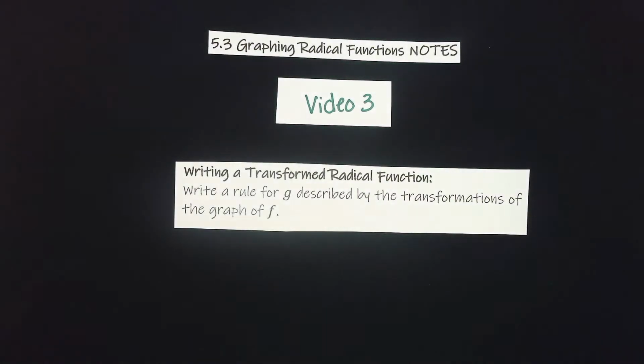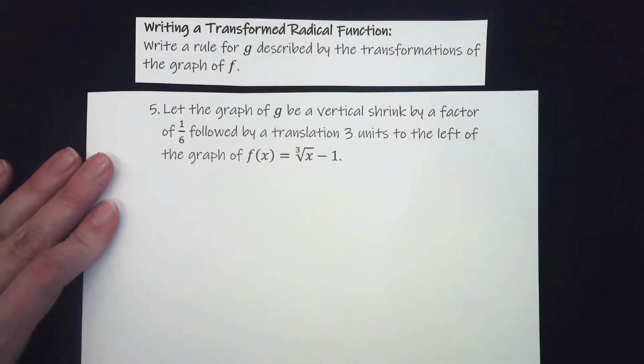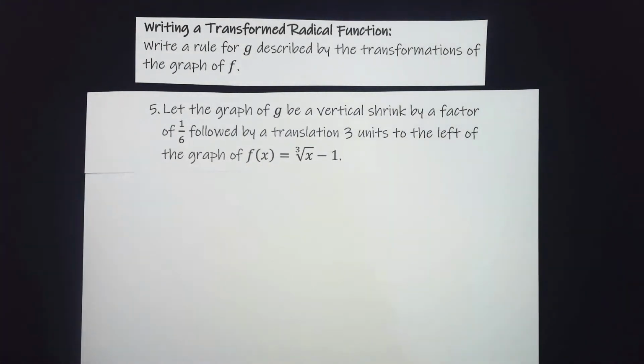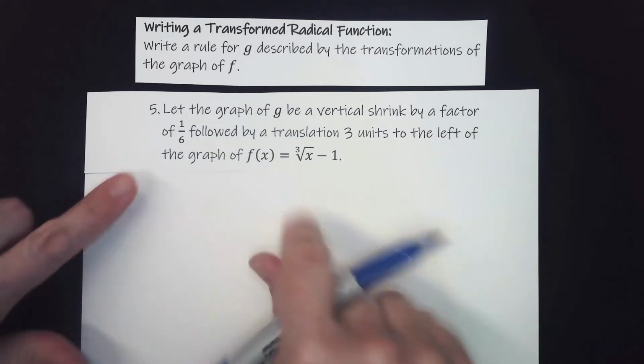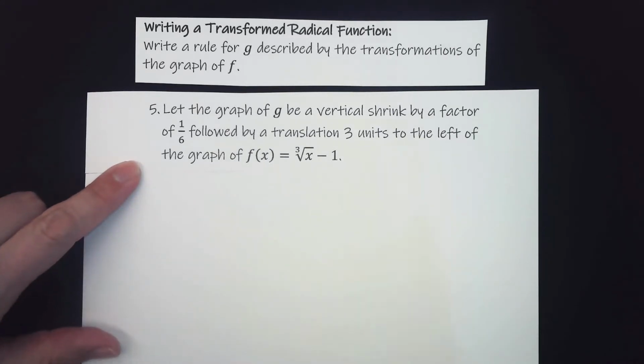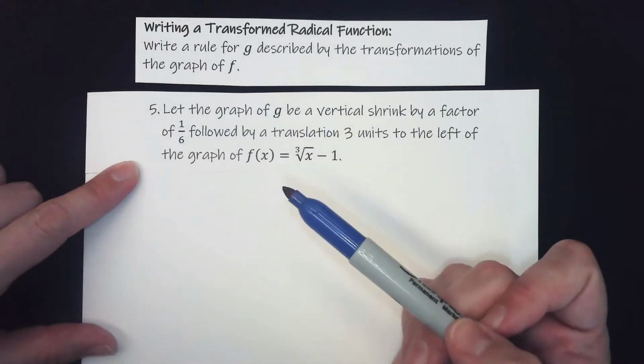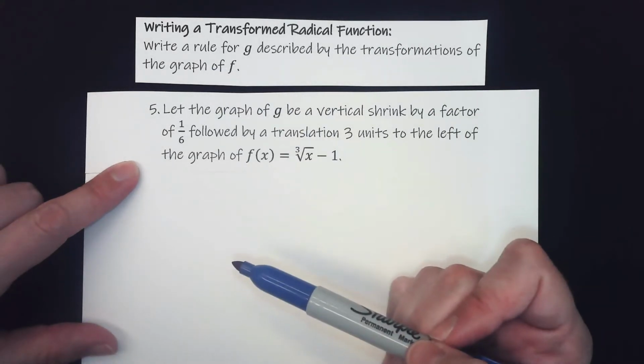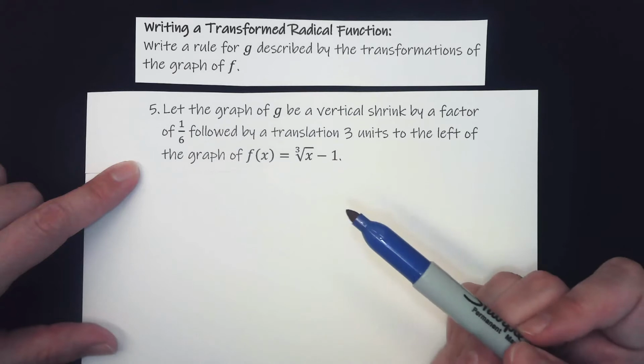This is 5.3, Graphing Radical Functions, Video 3, and now we're going to start writing a transformed radical function. We're still going to use the rules that we had for transformations, but now we're going to be told what we're doing to a given function. We're going to write a rule for function g described by the transformations of the graph of f.